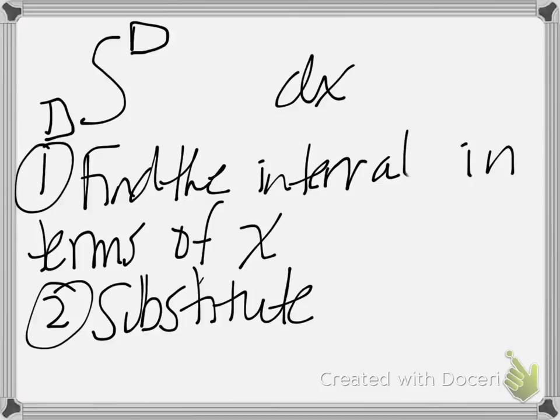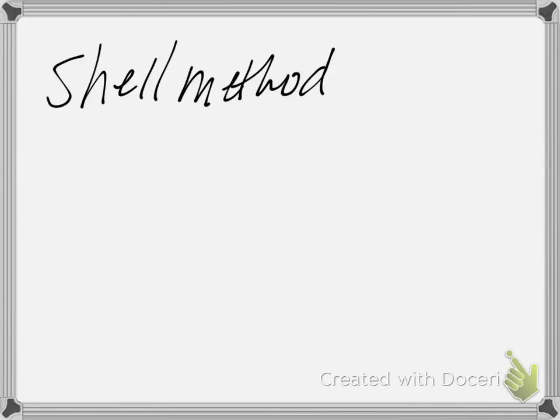Let's see. Franklin is asking, how do we know when to use the shell method? For example, when to use dy or dx. Shell method is always dx. Okay, so shell method is dx. Okay, shell method is not dy. Okay, let's see what Franklin also says. I am unsure of when to use the top minus bottom formula, when to use the left minus right formula. Okay, so I think I answered that.